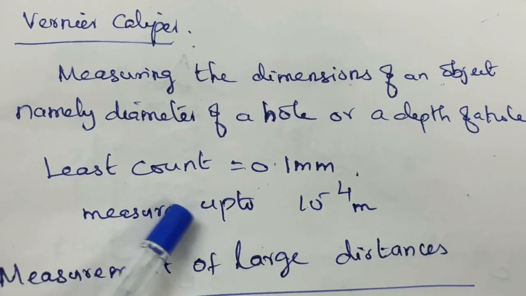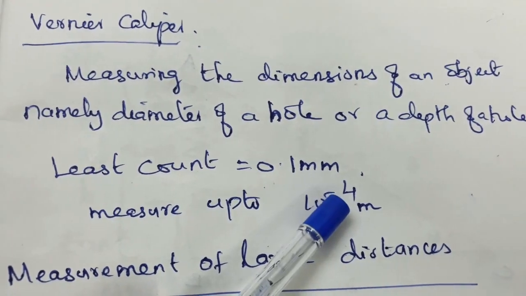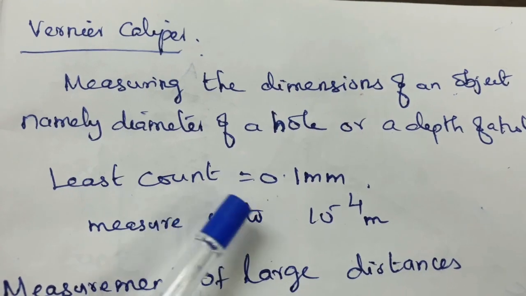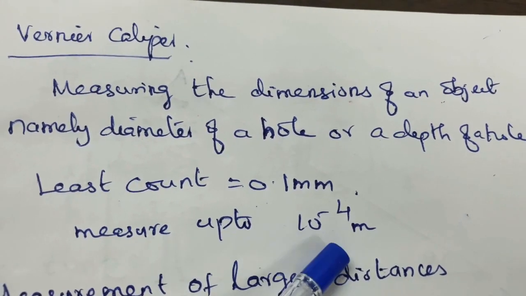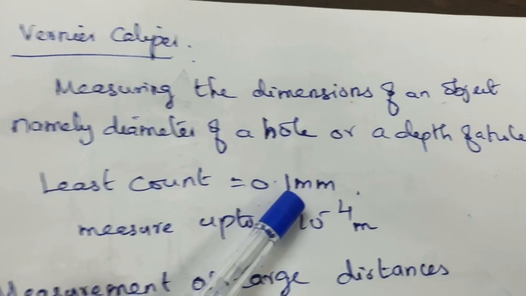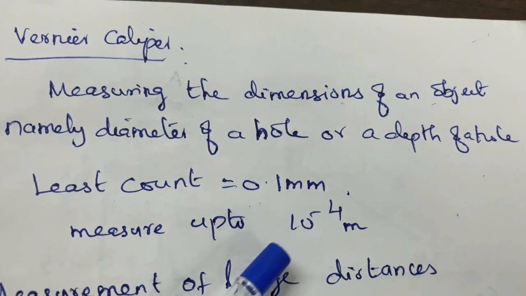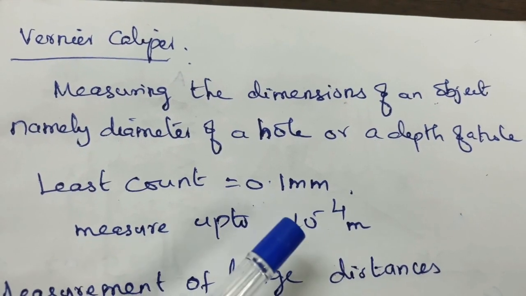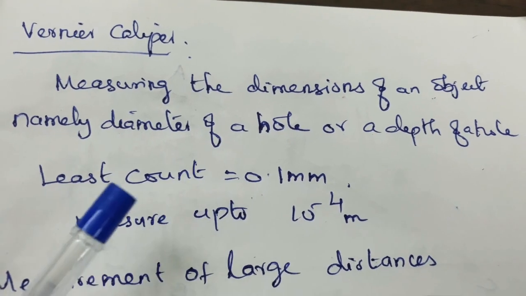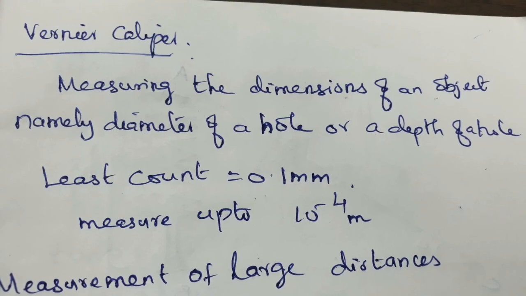The least count of the vernier caliper is 0.1 millimeter. That is nothing but 10 power minus 4 meter. Millimeter means 10 power minus 3 meter, so 0.1 into 10 power minus 3 is 10 power minus 4 meter. So smaller distances can be measured with the help of a screw gauge and vernier caliper.